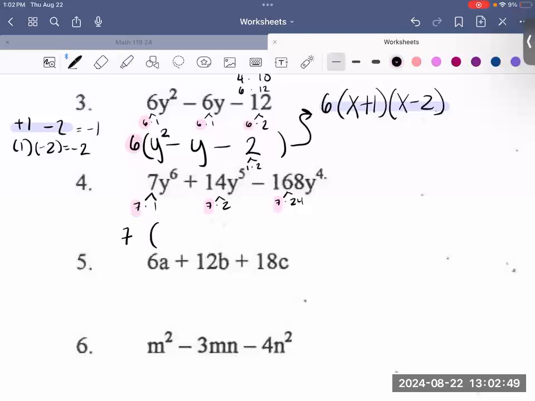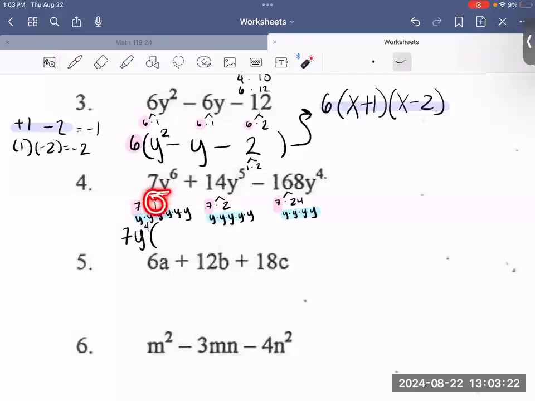Now, what else do they have in common? They have y's in common: 4 y's over here, 5 over here, and 6 over here. At most, they have 4 in common, which means we're taking out y to the 4th. So what's left over: in this first term, 1y squared, plus from this term, a 2 and a y, and from the remaining term, minus 24.